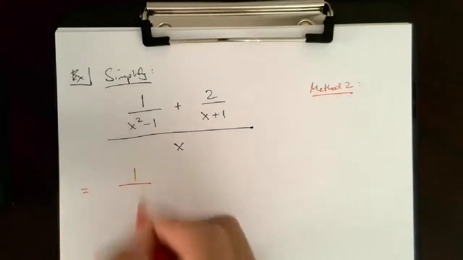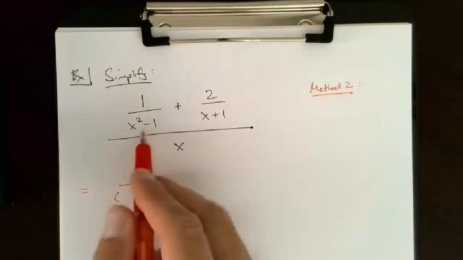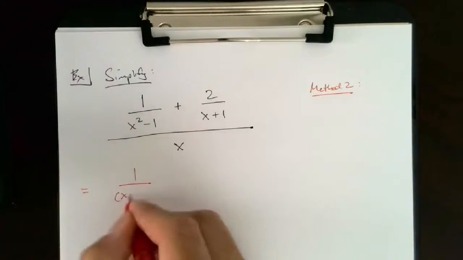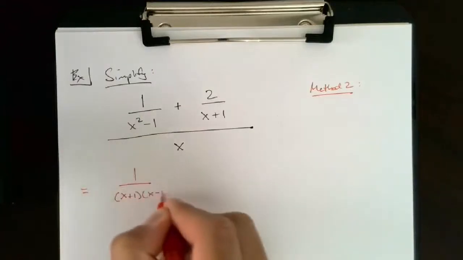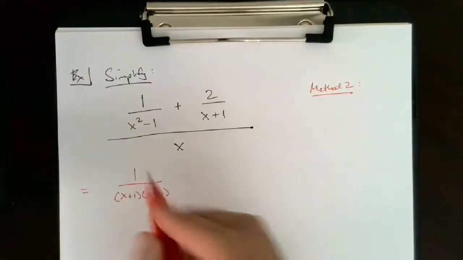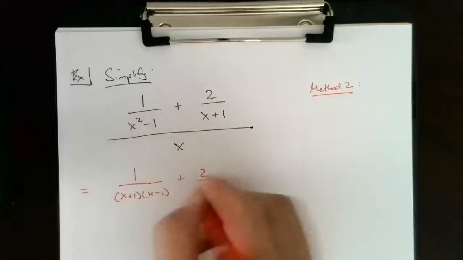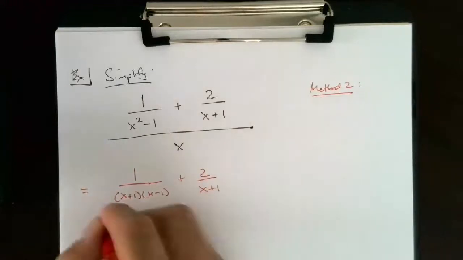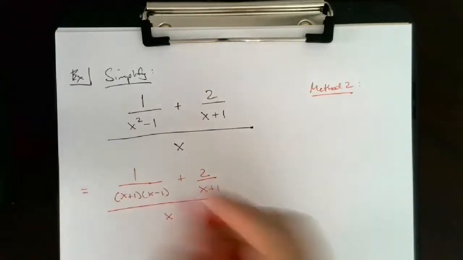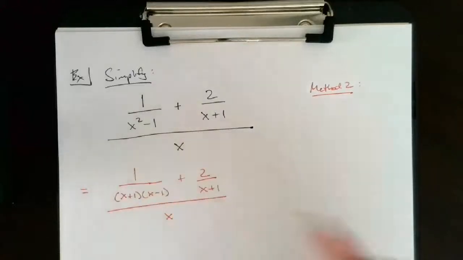So first thing I'm going to do is just rewrite this as x squared minus 1. That's a difference of perfect squares. So this will be x plus 1 times x minus 1. So you should be checking to see how that factors. Plus this is 2 over x plus 1. And this is all over x. So I didn't do anything except simplify that denominator.